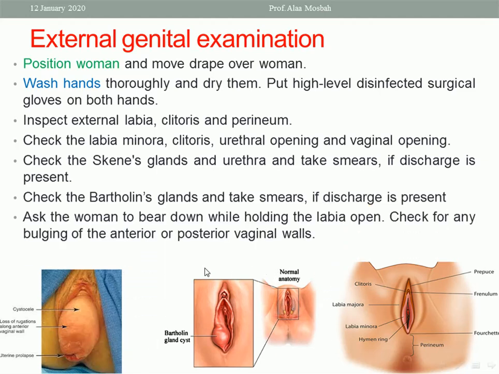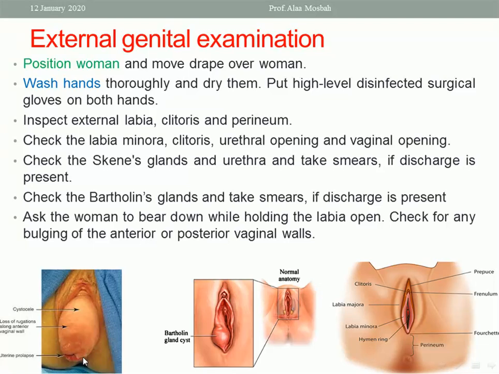Ask the woman to bear down while holding the labia open. You can check for any bulging mass, as in cystorectocele, as here in this picture, cystocele and uterine descent, after bearing down, will protrude through the introitus. If rectocele is present, the posterior vaginal wall and the rectal wall will descend also.